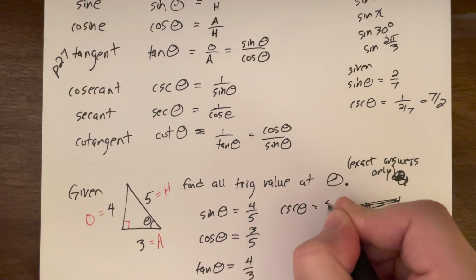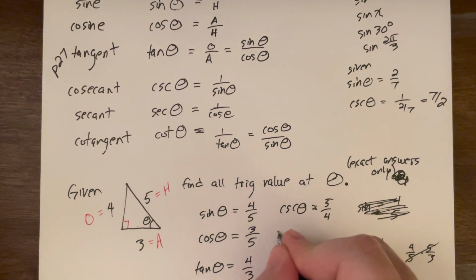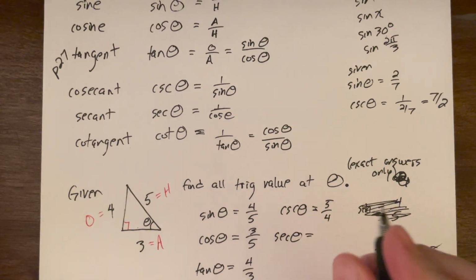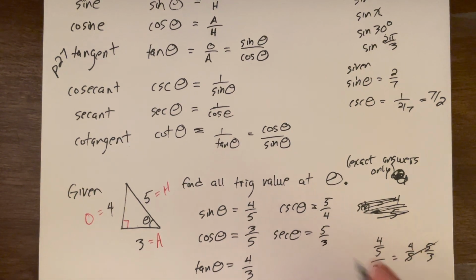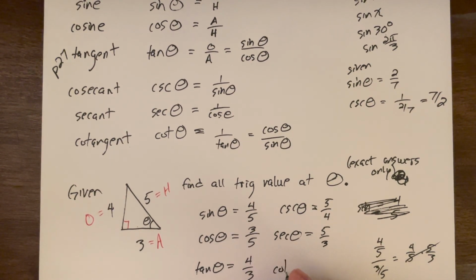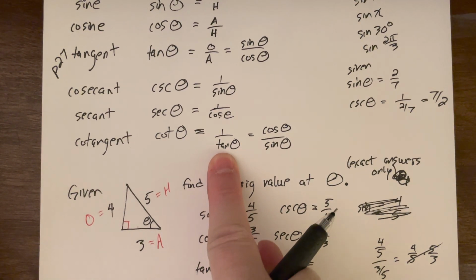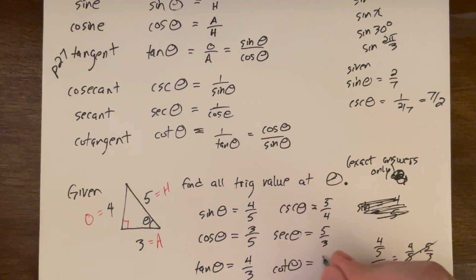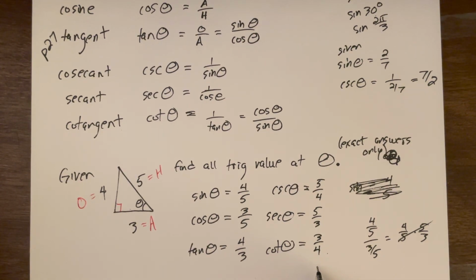Cosecant is 1 over sine, so that would flip, and we get 5 over 4. Secant is 1 over cosine, so 1 over 3/5 becomes 5/3. And cotangent, here I can keep flipping, but let's just use 1 over tangent. If tangent is 4/3, then 1 over 4/3, cotangent, would be 3/4.